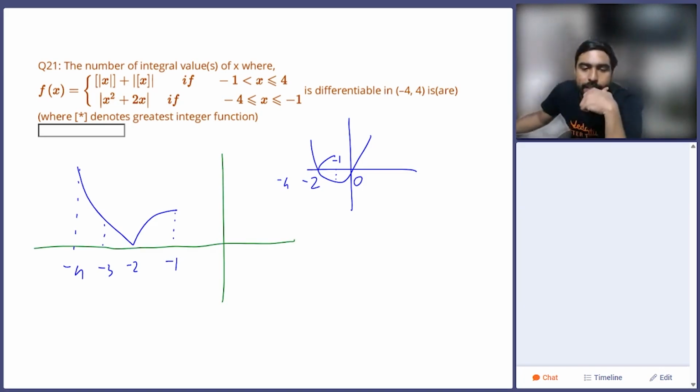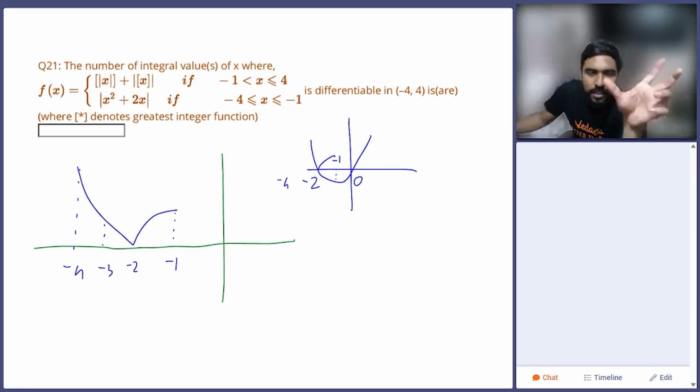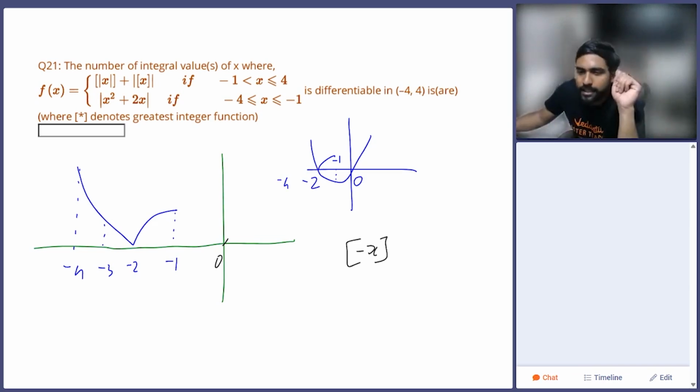You have been told that between -1 to 4, you have this greatest integer function of mod x plus mod of greatest integer function of x. Let's first of all take individually -1 to 0. Between -1 to 0, it's a negative number. So instead of mod x I can replace -x, and mod of greatest integer function of x, what is greatest integer function? That's -1. So -1 over here. This is the format that I will get over here.